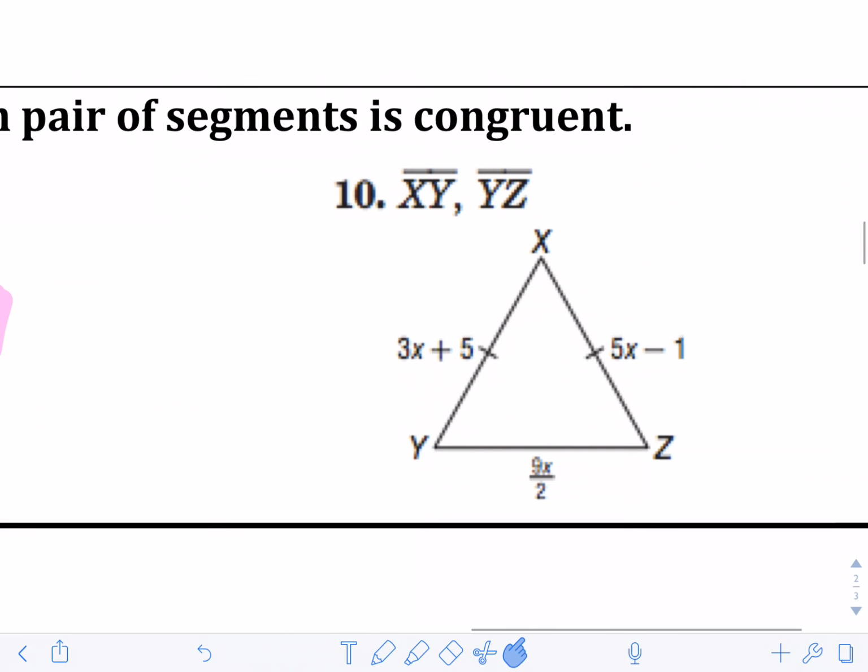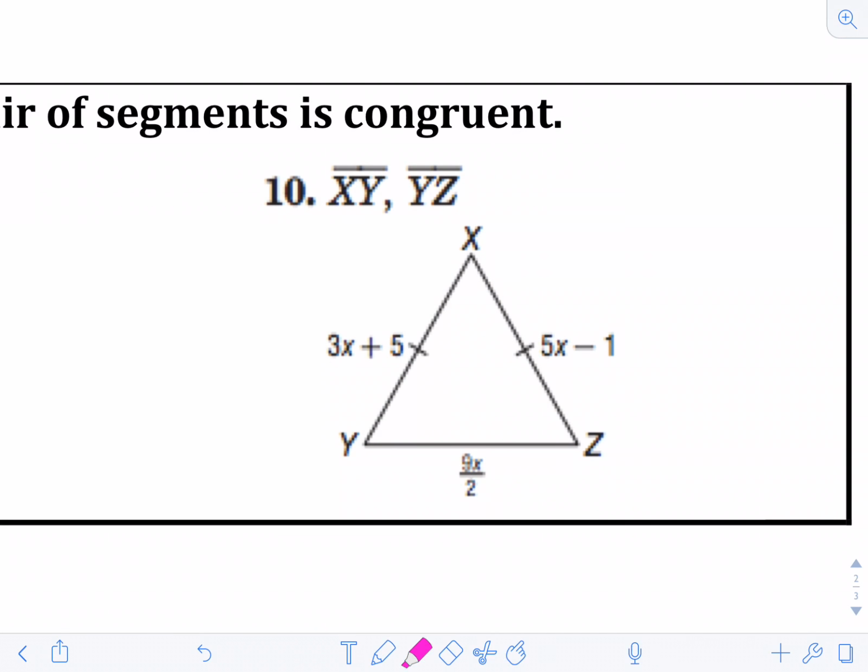Okay, for number 10, I'm looking here at XY, and the other one that I'm looking at is YZ. Even though you may conclude that those two pieces are not congruent because there's not a little slash on YZ, we still have to prove it. There's a huge difference between concluding and proving. In geometry, we're going to be proving a lot of stuff. So in order to prove that those two pieces are not congruent, we have to find the value of x.